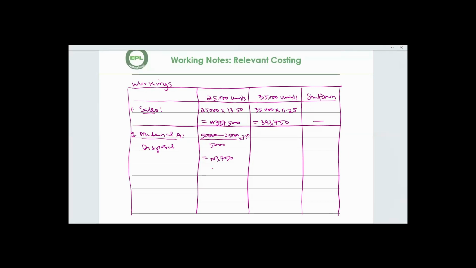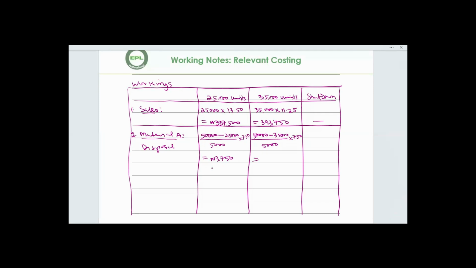I have 50,000 kilograms of material A in the inventory. I have it in stock. I need only 35,000 units to produce. Therefore, the balance of 15,000 that I don't need, I'm going to dispose of at 750 naira. So for every 5,000 kilograms that I don't need, I will dispose of it for 750 naira.